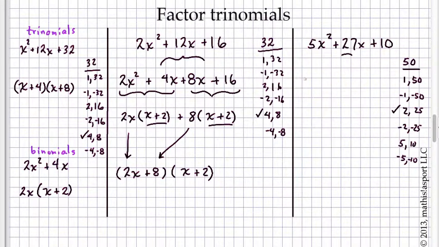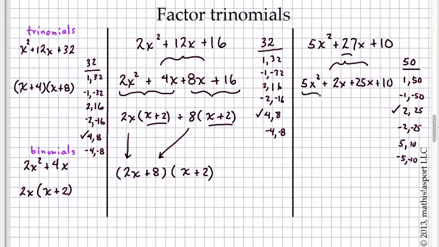It's this one. So we write 5x squared plus, and we just break this up, the 27x, into the two pieces. 2x plus 25x plus 10. That's sort of the end of the trinomial part, what we've learned before. Now we switch to the binomial part.